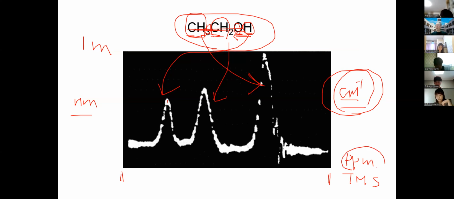And ppm. What is ppm? Why ppm? ppm is like a percent, right? Percent is 1 per 100. ppm is 1 per million. That's a ppm. That means there's some standard, and then there is a small difference from the standard, right? What is the standard?